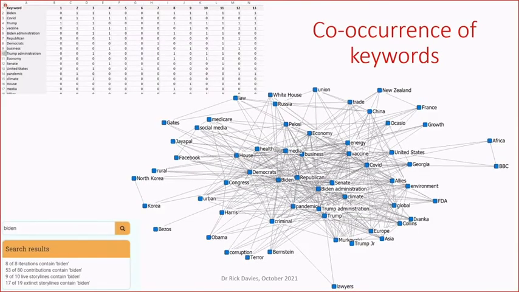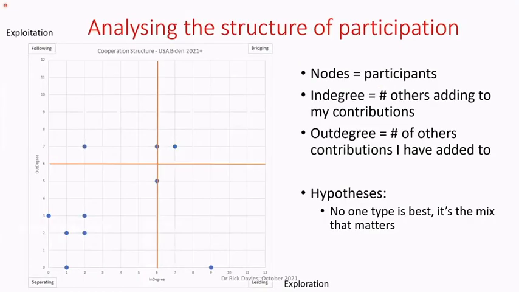We can also do some quite sophisticated content analysis using the keyword search facility in the app, looking at the differences between surviving and extinct storylines, but also how different keywords cluster across the whole exercise, but also to what extent they occur in early iterations of the storyline versus late iterations.